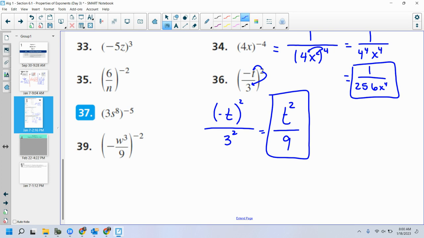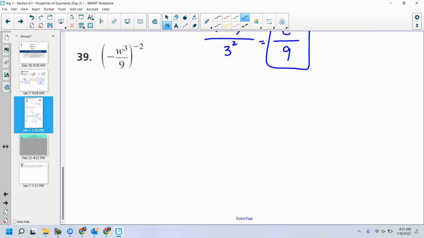Questions? Is there anything else anybody would like? Yeah, go ahead, Sadie. Oh, I just have a question about that. Yeah. Where did we get the positive t? Because the negative was squared, right? So like if I wanted to write it out, the top was this, right? Doesn't that say this? So negative times a negative is a positive. Does that make sense?